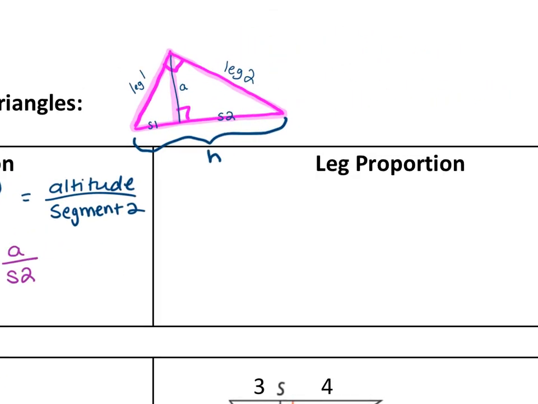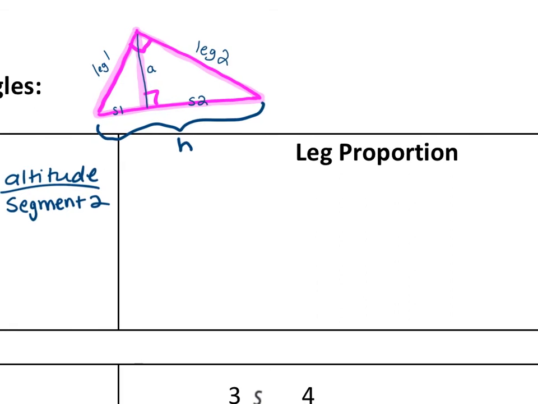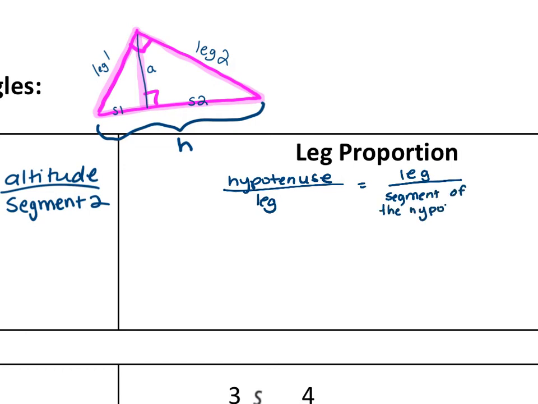Okay, then there's the leg proportion. So Alyssa, you said you want to do this one? Isn't it like hypotenuse over leg? Yep. And remember, there's always one that repeats. So the leg is the one that repeats, right? Equals leg over segment 1, the segment of the hypotenuse adjacent to the leg.